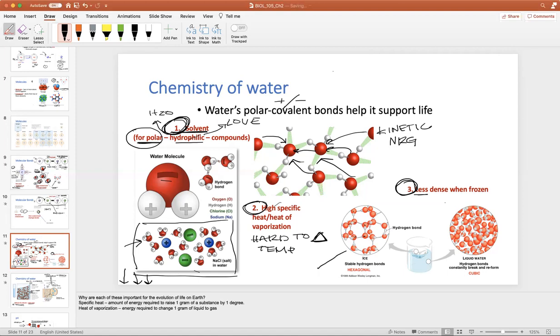So once you get to the frozen state, there is a lattice that is formed that makes ice porous, that's P-O-R-O-U-S, at the molecular level. And so what that means is that it's less dense when it's frozen, and therefore frozen or solid water actually floats on top of liquid water, okay? That's not true of most other substances.